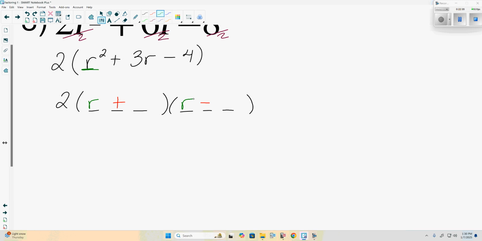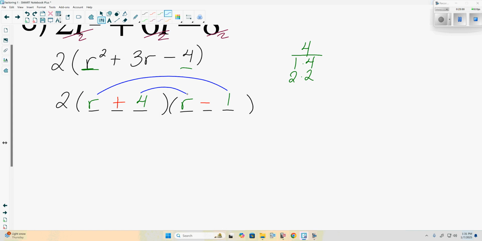All right, guys. Factors of the third term. Focus in. Factors of 4 are 1 and 4 or 2 and 2. Which one do we want to try first? 1 and 4. Which one? 4 goes first. 1 goes second. All right, guys. Now we check it.